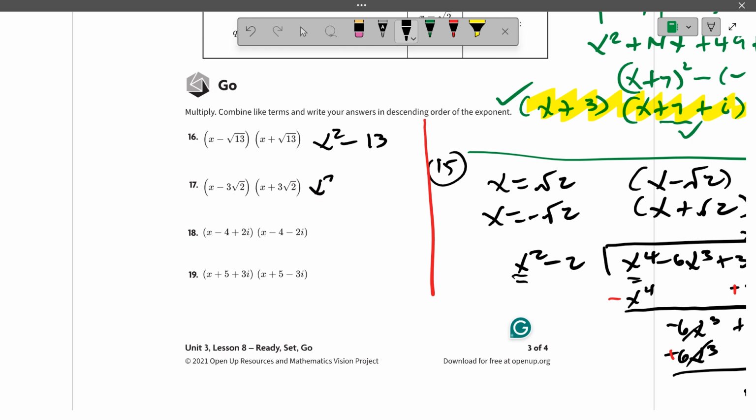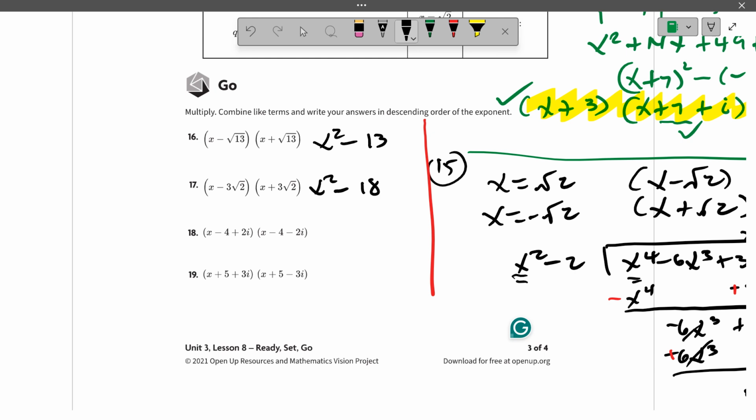So the next one I'm going to get x squared minus 3 root 2 times 3 root 2. And 3 root 2 times 3 root 2 is what? 3 times 3 times 2, that is 18, I believe. 18 is correct.